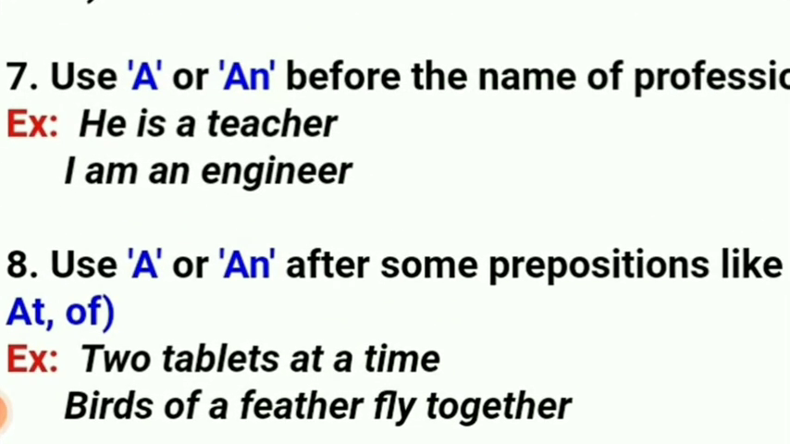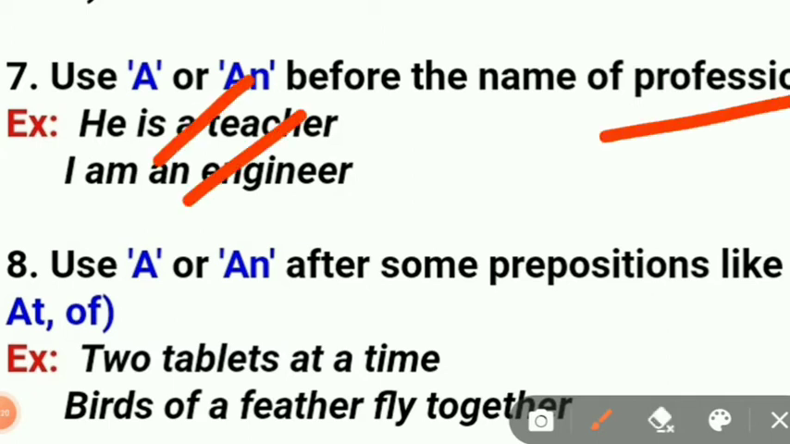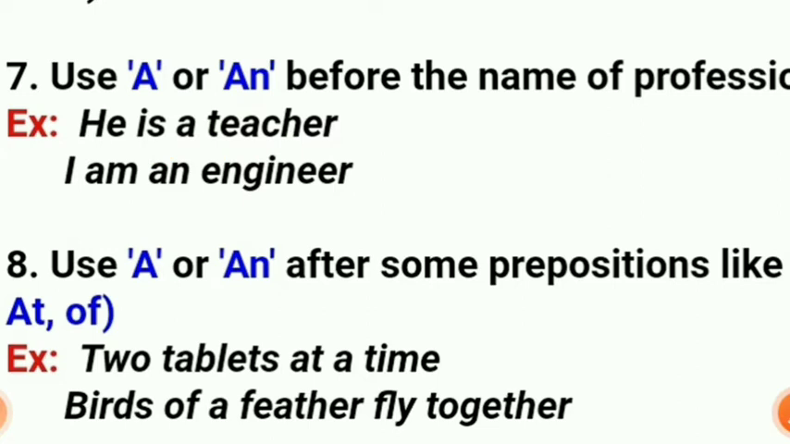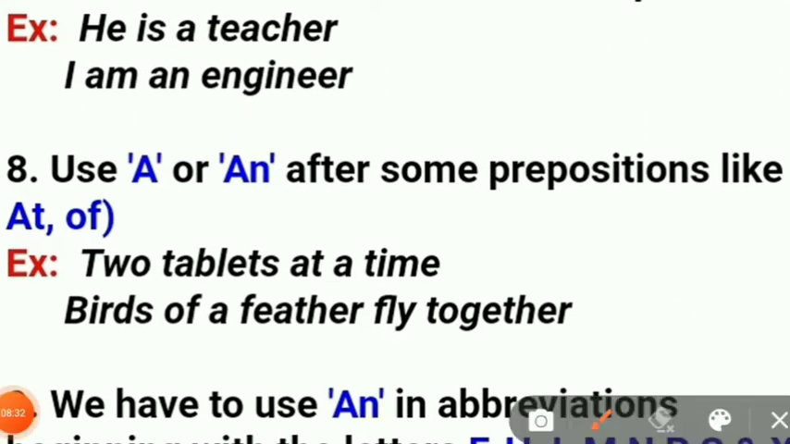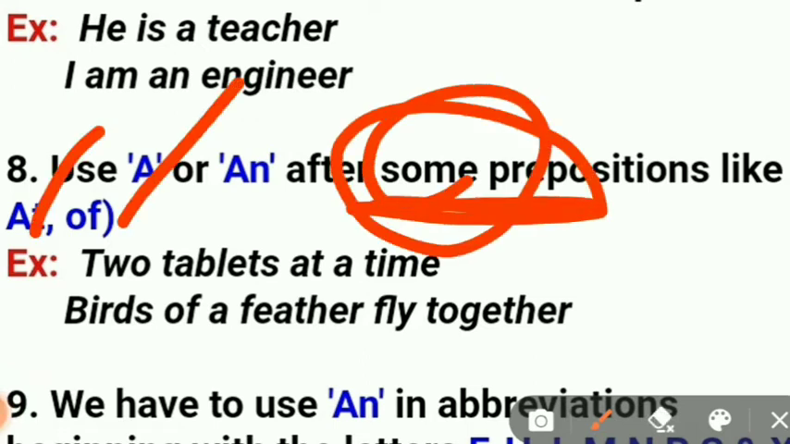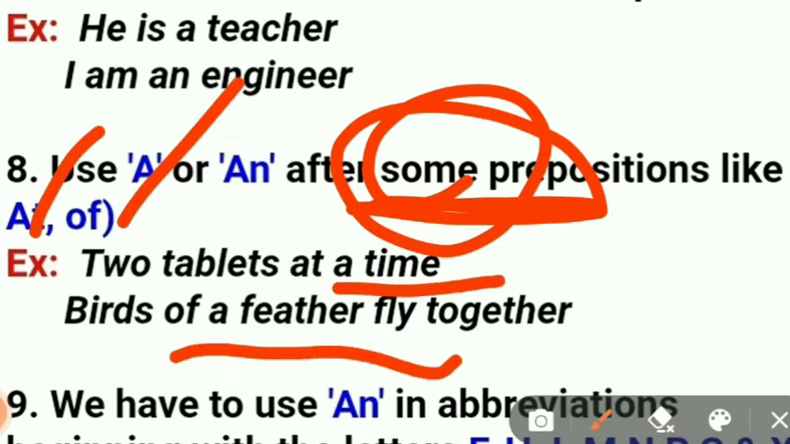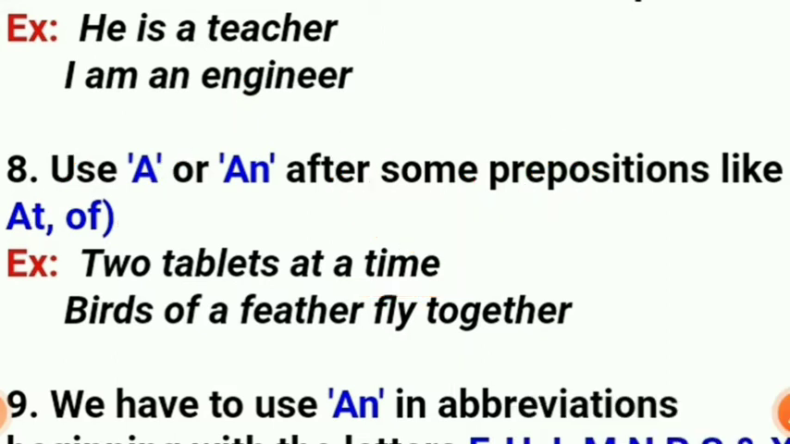Next point, use a and an before the names of professions. If he is an engineer, a teacher, anything that belongs to a profession, use a or an. And next, anything that belongs to prepositions like at, of: two tables at a time, birds of a feather fly together. Use a or an with some prepositions, not all of them, like at, of, two tables at a time, birds of a feather.